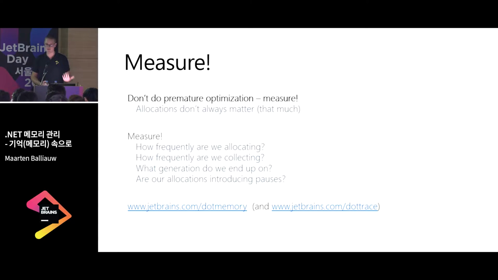Measure using a profiler like dotMemory or dotTrace, or use performance counters in Windows to look at how frequently you are allocating, how frequently you are collecting or running the garbage collector, and what generation you are running on. So when you see that everything is collected in generation 0, all is probably fine. If you see all of your objects go to generation 2, and you see that the generation 2 collection takes 2 seconds, that's probably a sign that you want to start optimizing your code. So don't just go optimize, always measure first and see what can be improved.